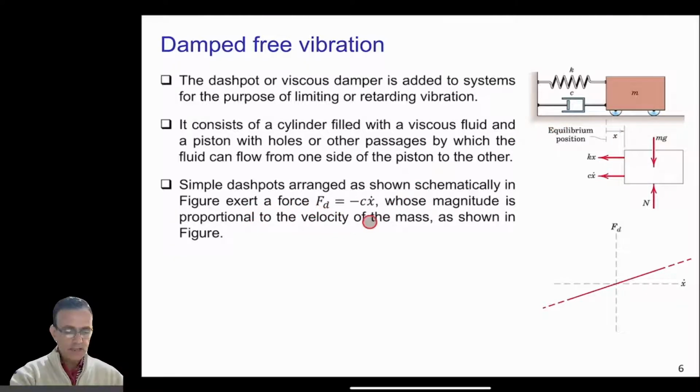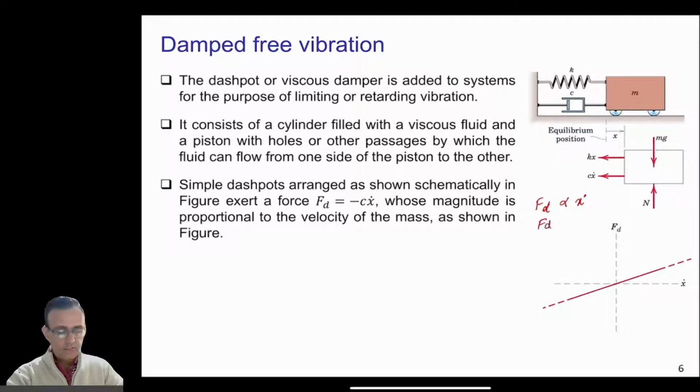So this Fd is what we call minus C x dot. This means the force of the damper, when the body moves, can be written as Fd equal to minus C x dot, and the minus is because it's opposite to the velocity. This Fd, which is the damping force, is directly proportional to the velocity of the body.